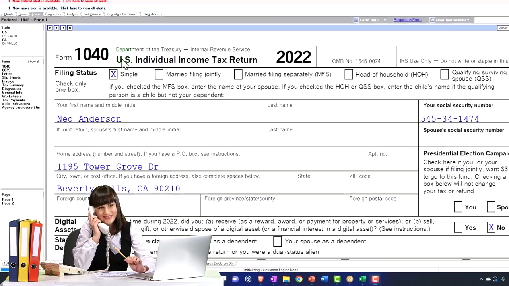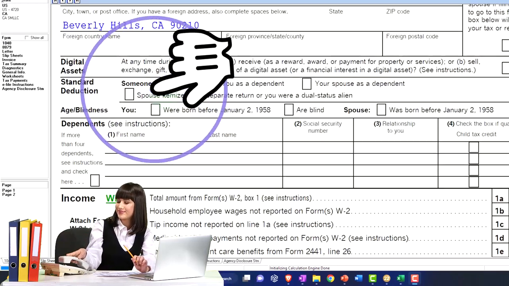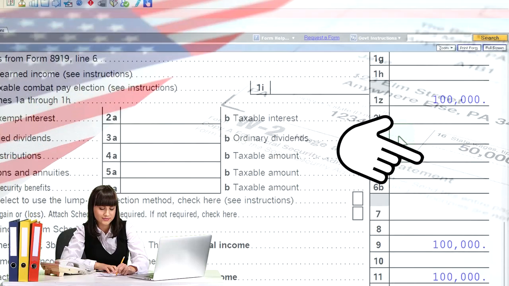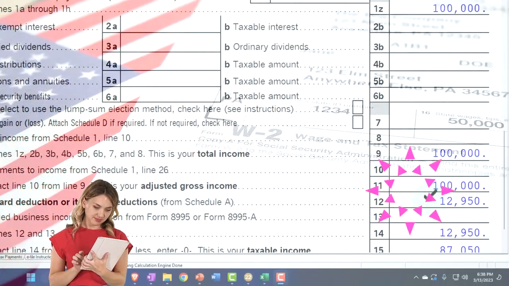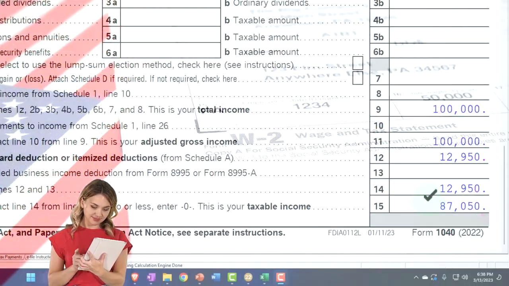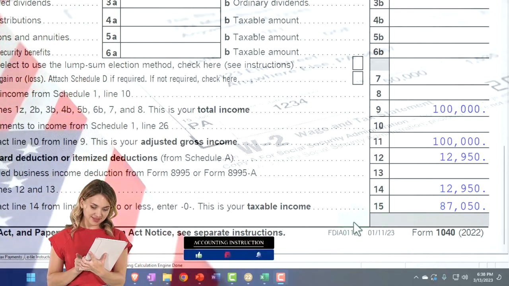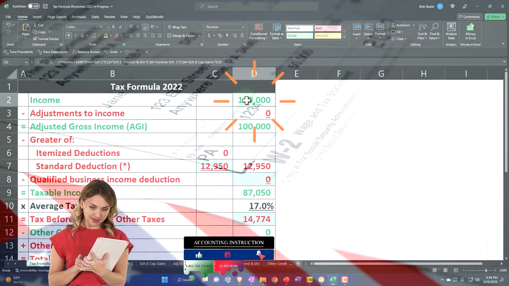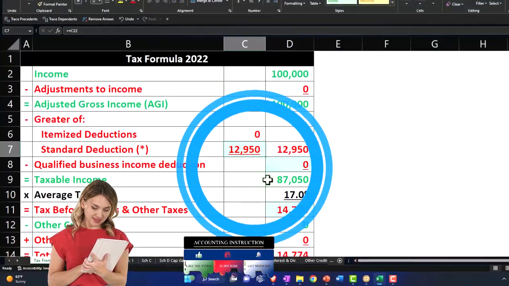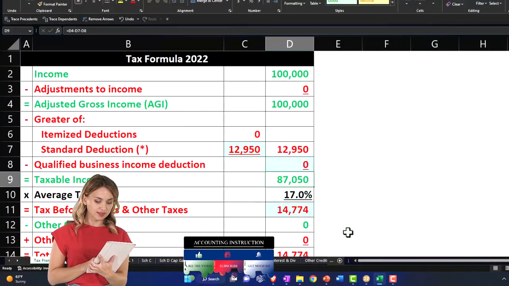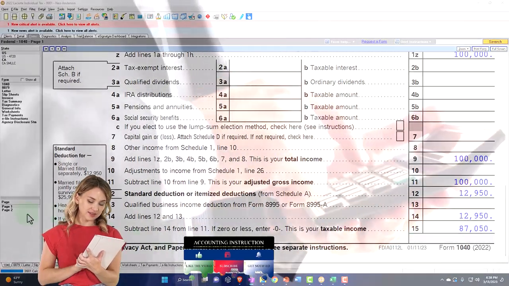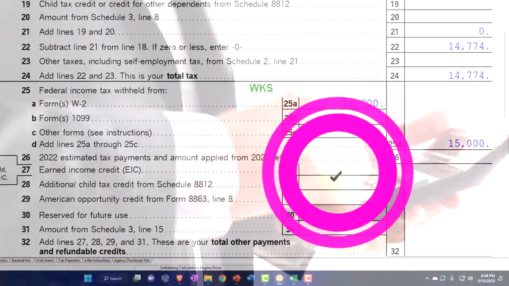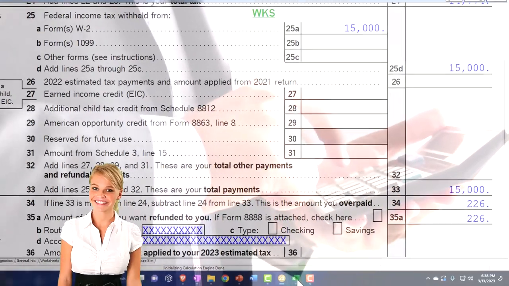Starting point, as usual, we've got the single filer, Mr. Anderson, no dependents. We've got the W-2 income, 100,000. The 12,950 standard deduction to start with gets us to 87,050 taxable income, mirroring that in our Excel worksheet income tax formula: 100,000, 12,950, 87,050. Page 2, calculating the tax at 14,774, with 15,000 withheld gets us to the 226.